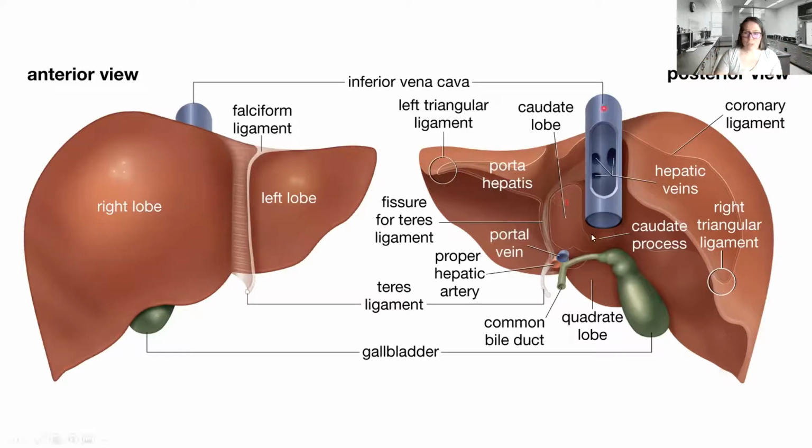You can also see the inferior vena cava running through here because the liver is intimately connected to your cardiovascular system. Remember, the blood flow from the digestive organs has to go in through the hepatic portal vein. It gets filtered in the liver, and then it goes back out through the hepatic veins into the inferior vena cava.